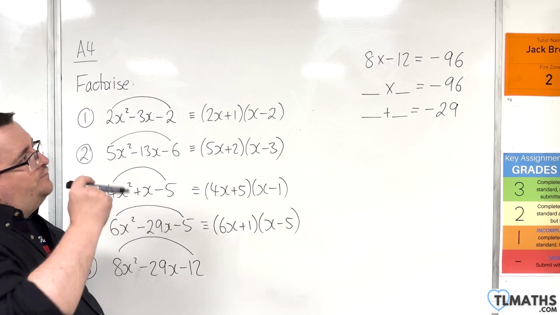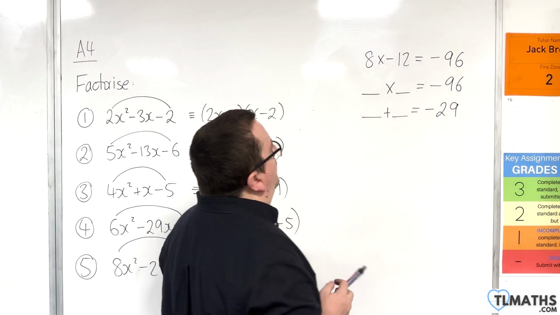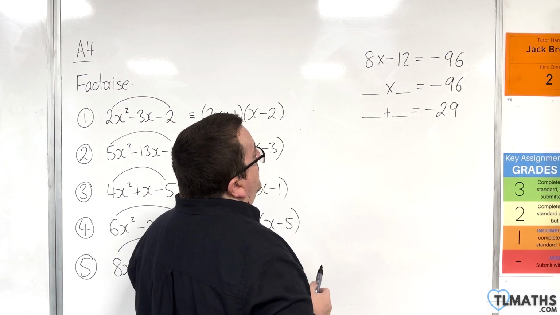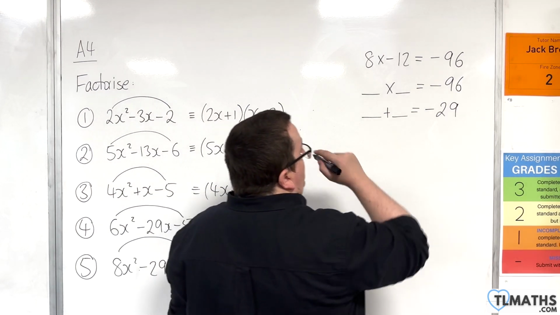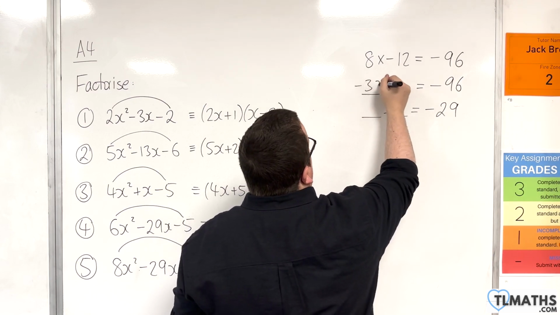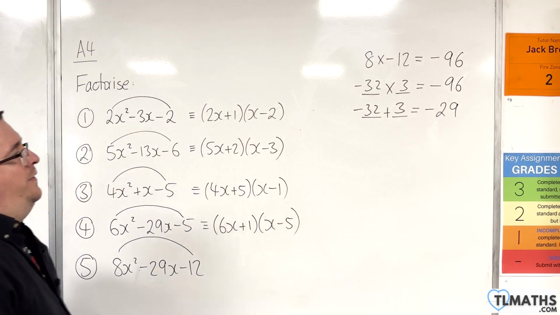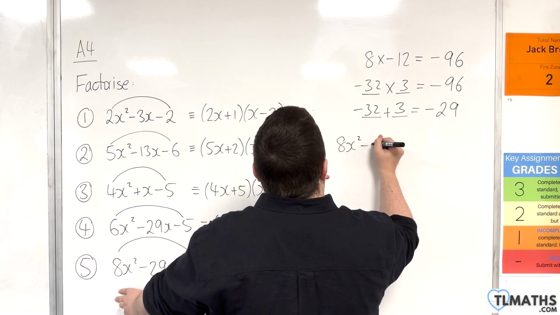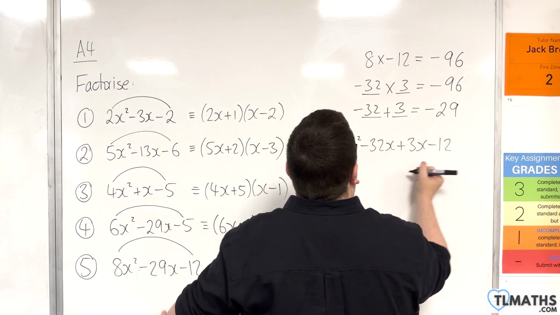I think I need something odd as one of them. Was it 3 and 32, isn't it? 3 and 32. So minus 32 times 3, minus 32 plus 3. That'll work. Okay, so we've got the 8x squared. Take away 32x plus 3x, take away 12.